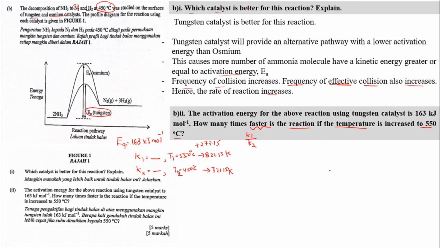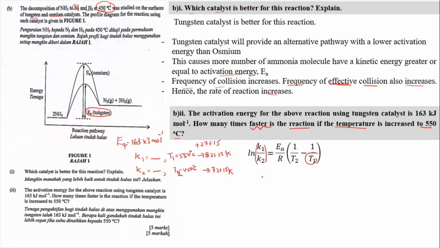Okay, so in this case, which involves two temperatures, we're going to use the Arrhenius equation: ln K1 over K2 equals EA over R times 1 over T2 minus 1 over T1. Okay, here we have to be careful. So K1 goes with T1. Don't swap them. So what we're going to find in this equation is K1 over K2.